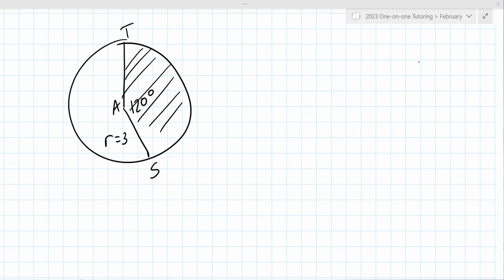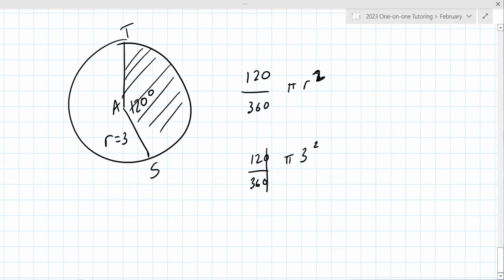Is it 2.7 pi? Okay, I think you're close here. So it's 120 out of 360 pi r squared. Is that what you have? Yes. And the value of r is 3. 3 squared is 9. So we got 120 over 360. So without a calculator, those cancel. 12 divided by 36 is 1/3. Pi times 9. You want to revise your answer slightly?